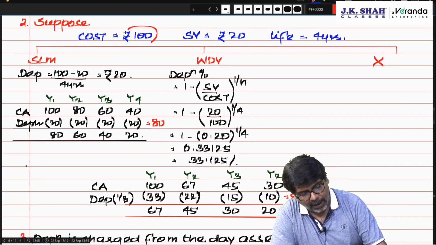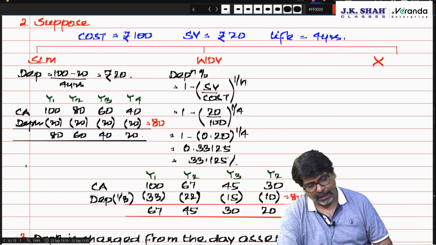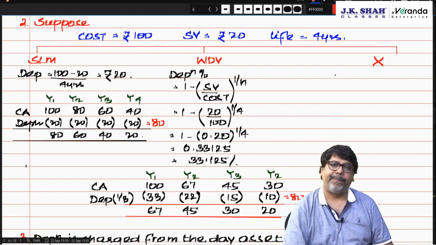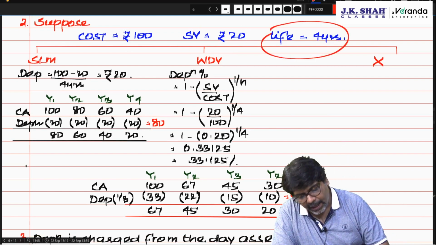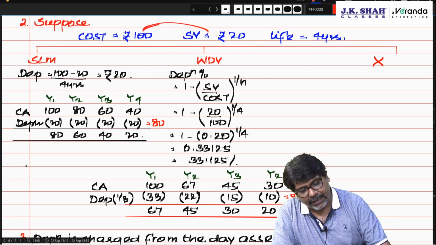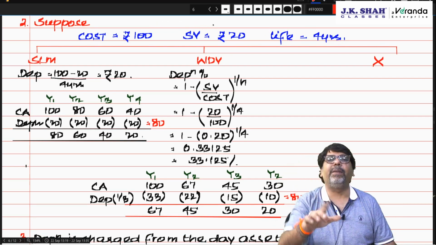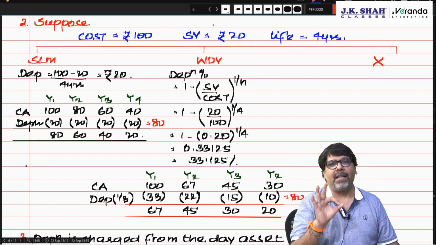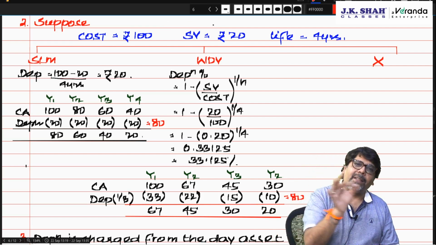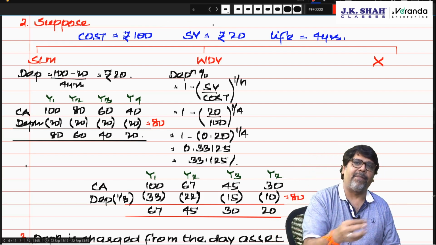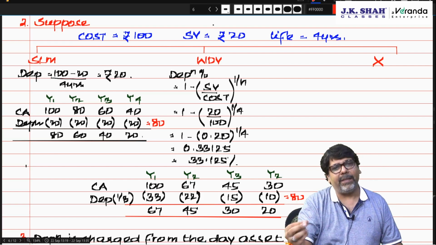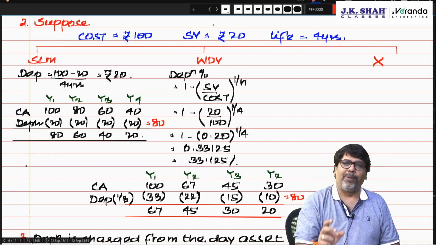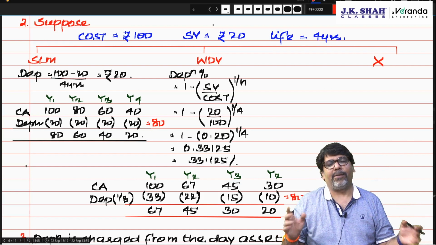For example, cost 100, scrap value 20, life 4 years. That means in 4 years the asset will depreciate how much? 80 rupees under any method. 80 rupees the asset will depreciate under any method. Either you depreciate 20, 20, 20, assuming benefit derived from the asset is the same, or you can depreciate in any other ratio. But the total depreciation over the long period should be the same.